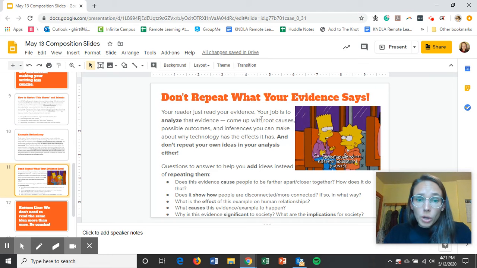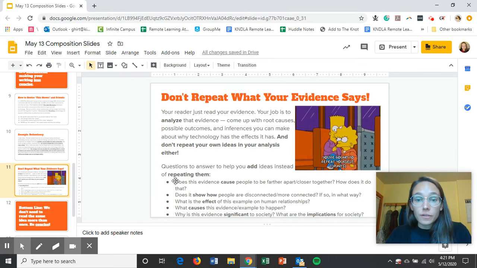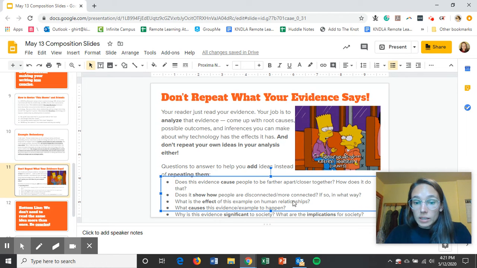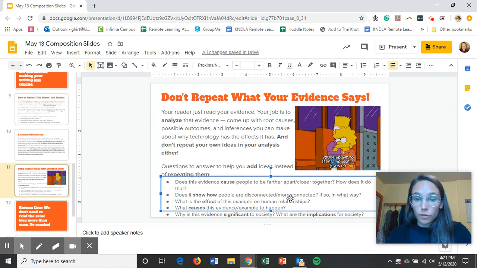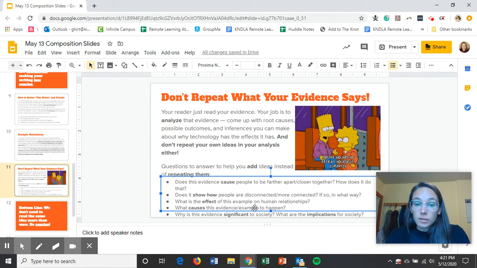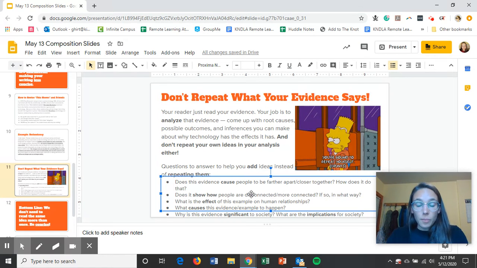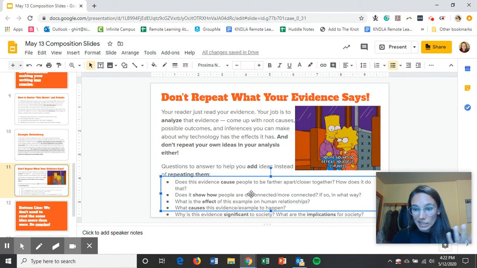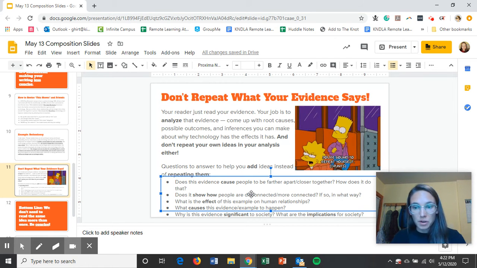So root causes, possible outcomes of this evidence, inferences you can make about why technology has the effects that it has. These questions down here are all questions you can answer to expand your ideas in your analysis and avoid repeating yourself. So I think I was pretty good about commenting if you had repeated yourself and giving you some ideas for how to expand. This is a list of questions you can ask yourself about your evidence in order to expand your analysis instead of repeating ideas, right? You want 3 sentences, but you want 3 different ideas in those sentences. You don't want to just repeat one over and over. That's boring.